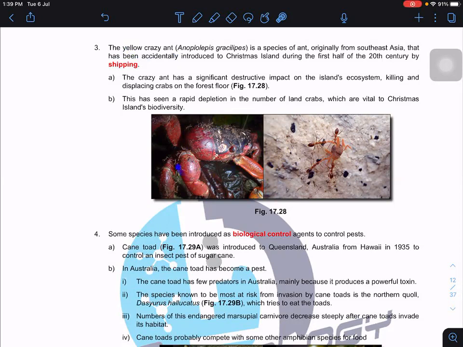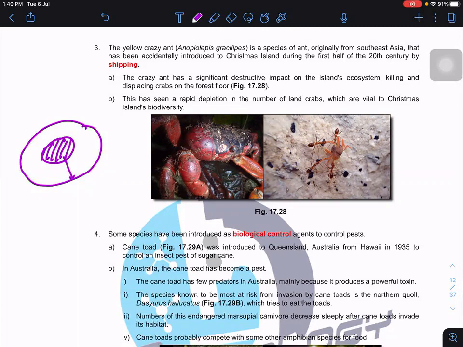These red crabs, in the Christmas Islands, have a very, very special phenomenon. These crabs survive inside the forest. What will happen is that during the mating or reproductive season, they will migrate from the forest to the coastal regions to lay eggs.